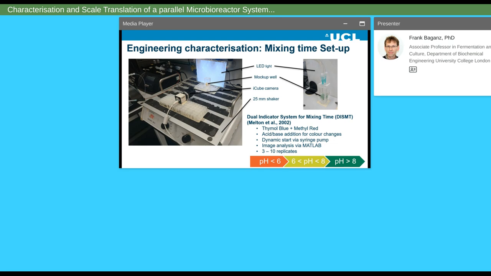The color change of a dual indicator system for mixing time solution was used to determine the mixing time inside the well under dynamic conditions. Pictures were taken using a high-speed camera mounted on the shaking platform, shown here. The mixing time was determined by analyzing the pictures and visually observing the color change. Mixing time tests were performed for different values of volume and shaking speed.